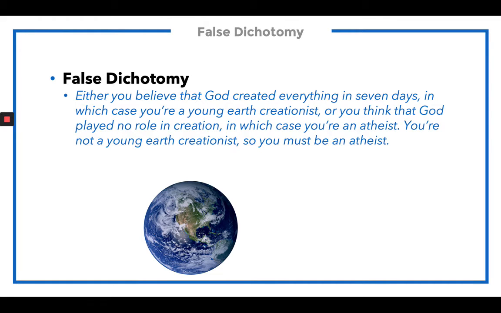So here's an example. Either you believe that God created everything in 7 days, in which case you're a young earth creationist, or you think that God played no role in creation, in which case you're an atheist. You're not a young earth creationist, so you must be an atheist. But there are other positions about how the world was created. You can think God did everything at once, you can think that there isn't a God, or you can think that God had some role in creation. And so this argument is a false dichotomy because it ignores the possibility that you could have an intermediate view.